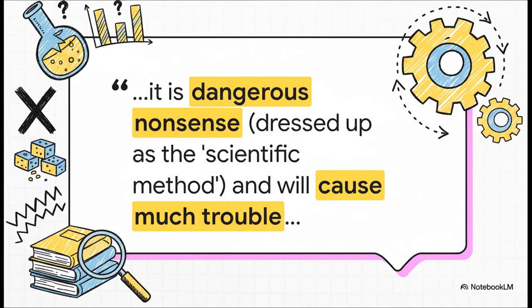So there you have it. The null hypothesis, the p-value, that 5% cutoff, this whole system is called null hypothesis significance testing, or NHST. And for decades, it's been the cornerstone of research. Seems pretty logical, doesn't it?